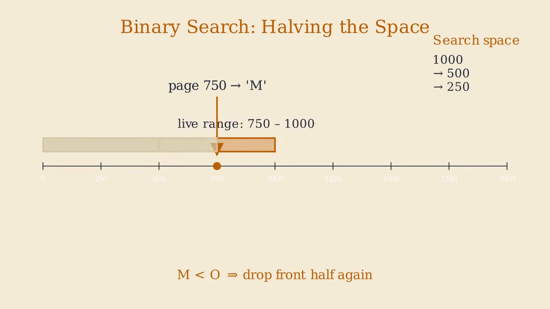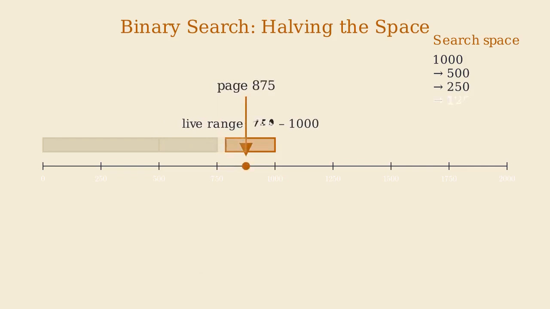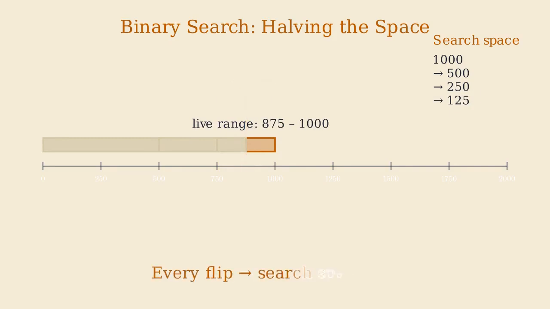Notice the pattern? Every flip, the search space gets cut in half, not by a little, by half. And halving is a ruthless operation. It shrinks problems at a speed that feels almost magical when you write it down. So how many flips does it actually take?